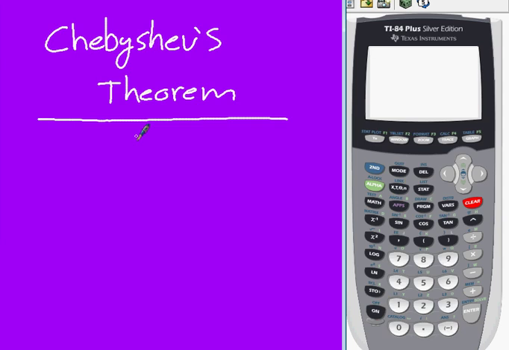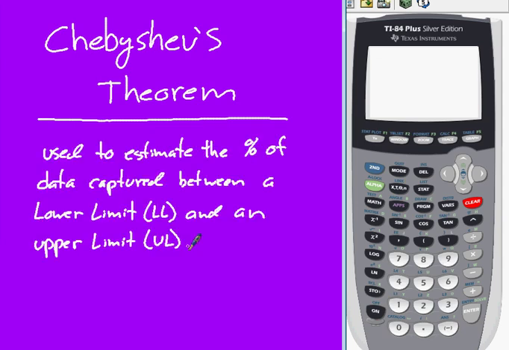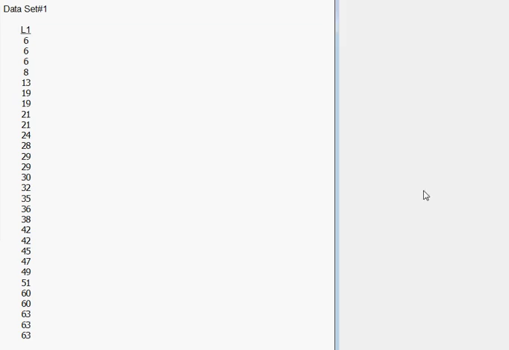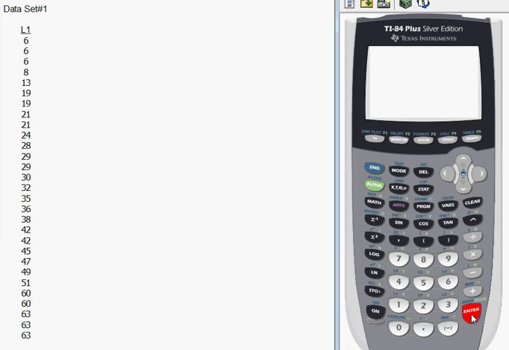Chebyshev's theorem. This theorem is used to estimate the percent of data between a lower limit and an upper limit. We'll see an example here. I have a data set, and I've also entered this into my calculator into L1.